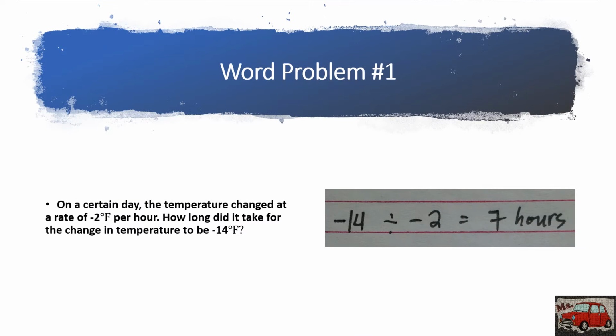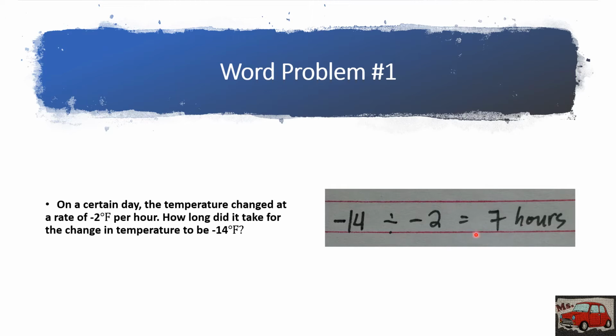On a certain day, the temperature changed at a rate of -2 degrees Fahrenheit per hour. How long did it take for the change in temperature to be -14 degrees Fahrenheit? Okay, so ang aalamin natin is gaano katagal or ilang oras bago mabawasan ng 14 degrees Fahrenheit yung temperature. Okay? So, sinasabi dyan na per hour, nababawasan siya ng 2 degrees Fahrenheit. Okay? So, ang gagawin natin, i-divide natin yung -14 at -2 para malaman natin yung number of hours.